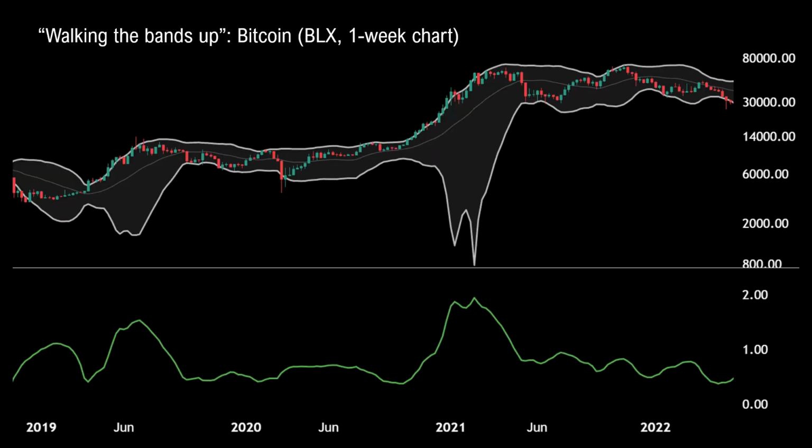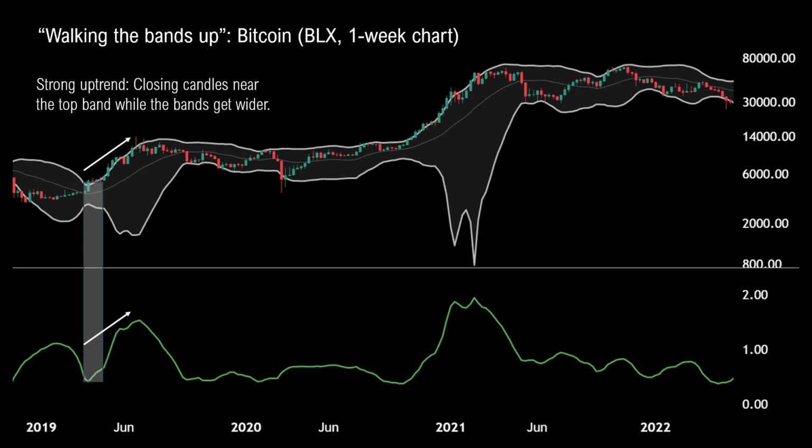Earlier in this video, I said that the 20 simple moving average, the middle band, can tell you the general direction of an investment. But in very strong trends, the price can trade along the upper or lower band as volatility keeps on expanding. And here's an example of this on the Bitcoin 1-week chart. So back in early 2019, the weekly bands pinched together. Volatility then came roaring back as the price trended higher over the next few months.